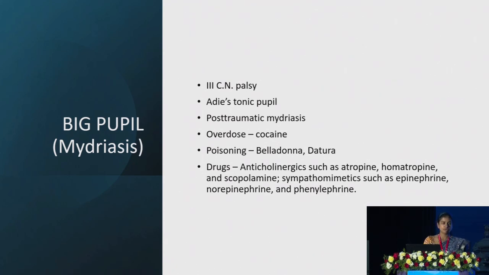These are the most common causes: third cranial nerve palsy, Adie's tonic pupil, post-traumatic mydriasis, cocaine overdose, and any poisoning with datura or belladonna, which has atropine in it. Dilating drops can also cause a big pupil. We will be discussing a few of these topics.